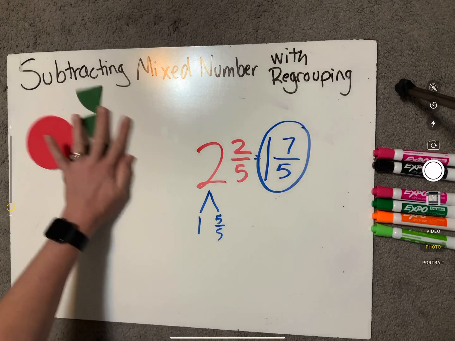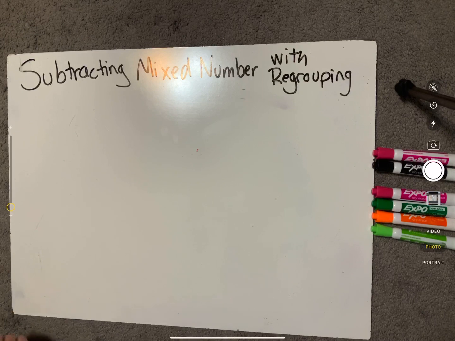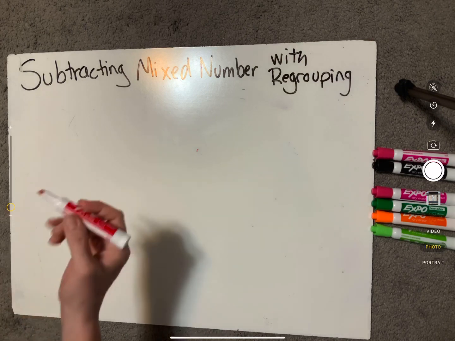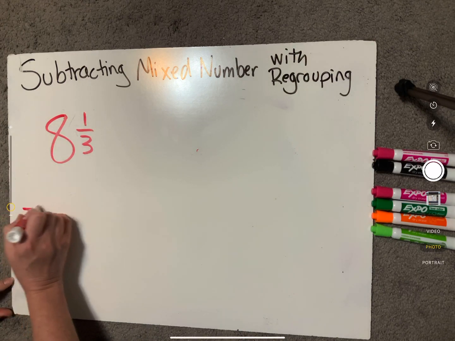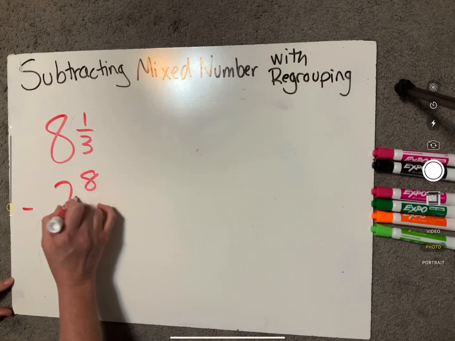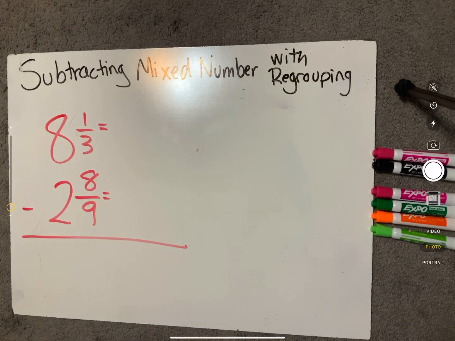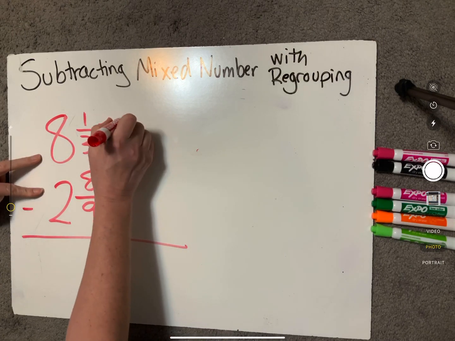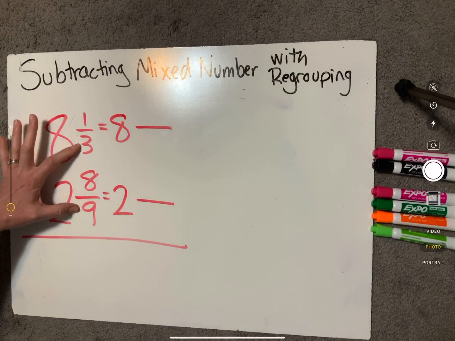Okay, so now on to the computation for today. The first thing we're going to do is this problem. Let's try 8 and 1/3 minus 2 and 8/9. We're going to follow the same steps as before when we're adding or subtracting mixed numbers. We transfer our whole numbers so that we can make our equivalent fractions. Now we need to find our LCD.